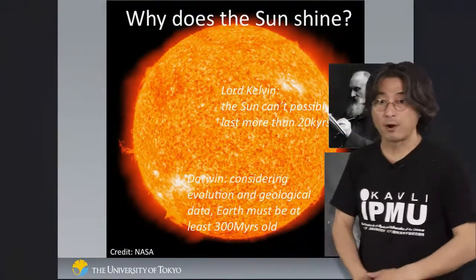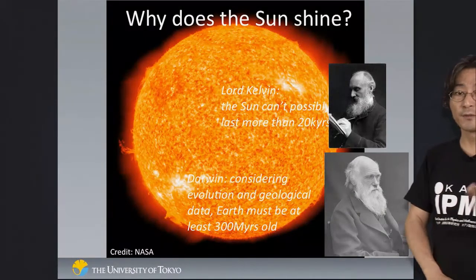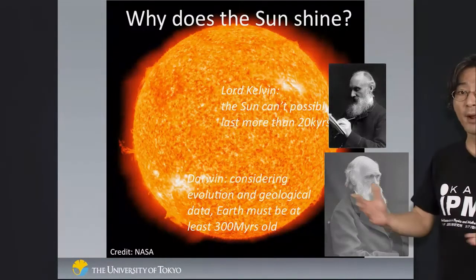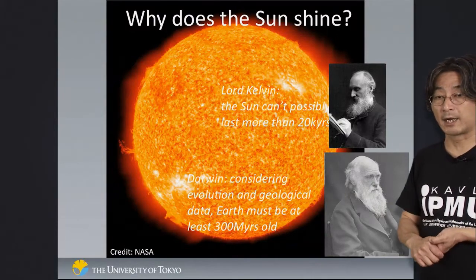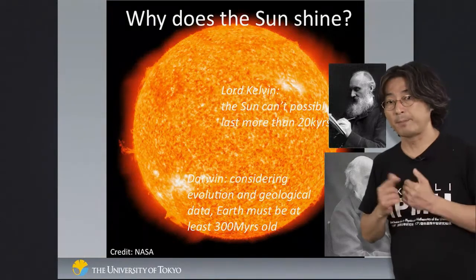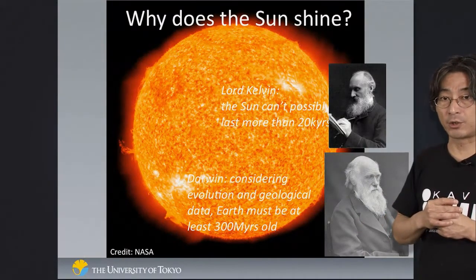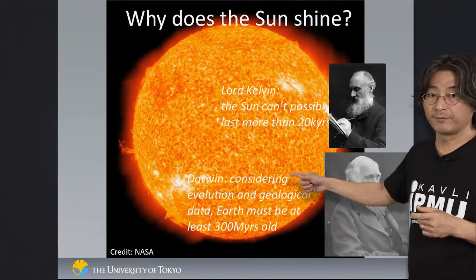But there was also a counter-argument. For example, Darwin, in considering the evolution of biological systems, and some geological records coming from sampling rocks from around the world, believed Earth must be at least 300 million years old. Now here's a big difference in numbers.